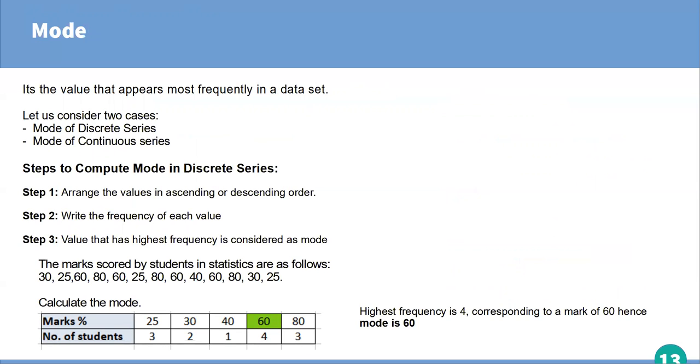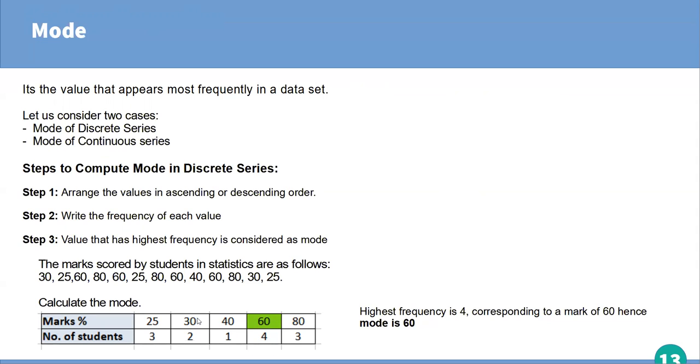Next, let us look into the mode. Any value that has the highest frequency in the data set is known as a mode. Let us consider two cases, mode of a discrete series and mode of a continuous series. So first, let us consider an example. We have marks and the number of students having that mark.